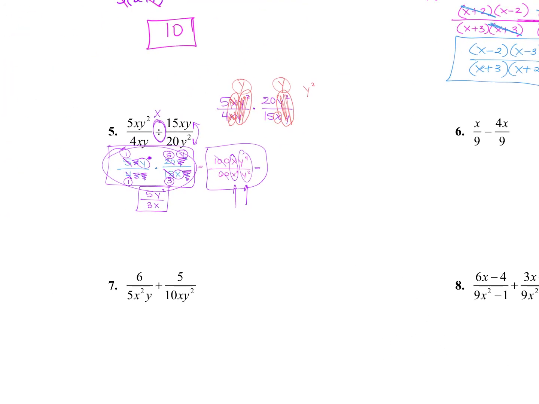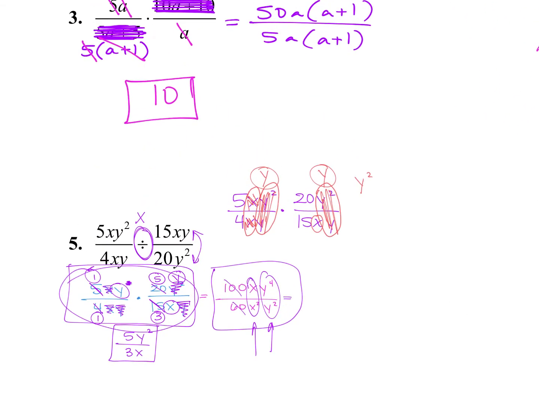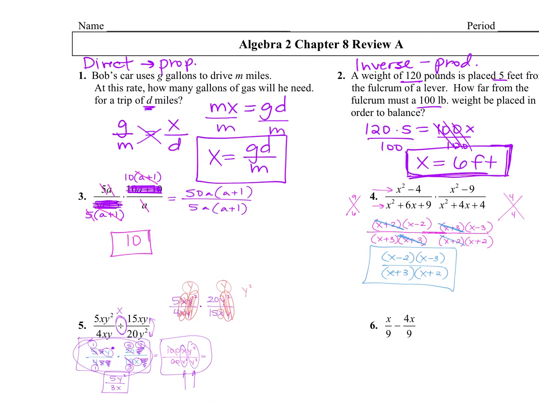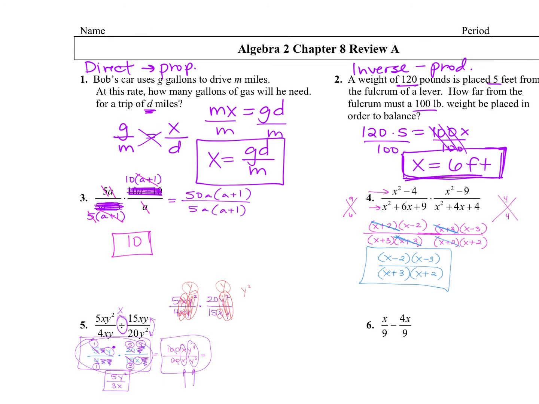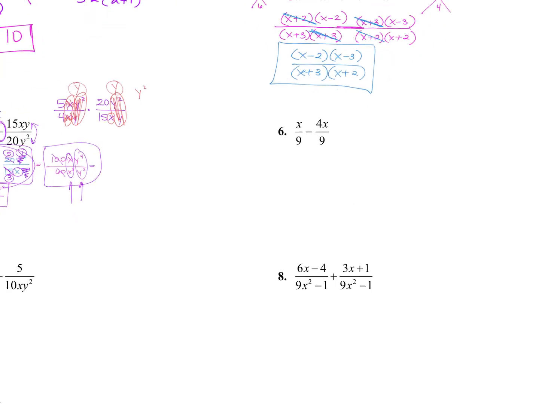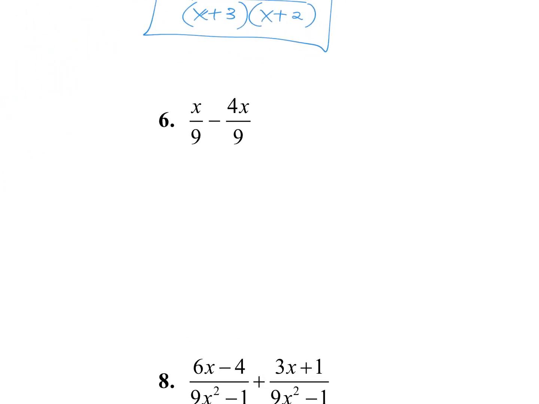Okay, now here's what I want you to notice. Everything we've done so far has been multiplication or division, right? Do you need a common denominator with multiplication and division? No. Now we're moving on to addition and subtraction. You have to have a common denominator. So just keep that in mind. When you see a problem, if there's a multiplication or division, don't worry about a common denominator. If it's addition and subtraction, then you need a common denominator.